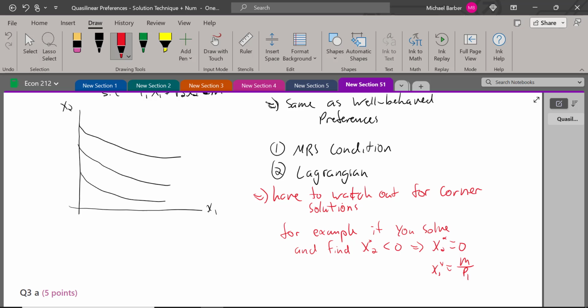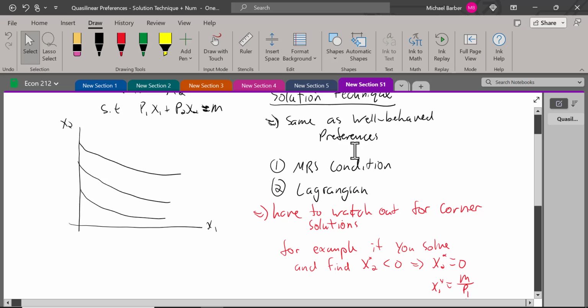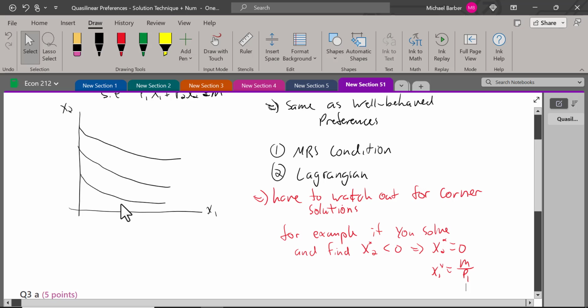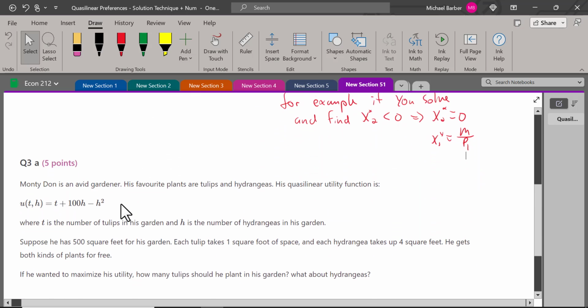But essentially, the solution technique is the same. We just have to watch out for these corner solutions, because we could have solutions where we consume no x1 or no x2, depending on the slope of the budget constraint here, or how much our income is basically. So let's go through an example where we can see an interior solution to this, and then we can see a corner solution, and that's due to our income not being high enough.